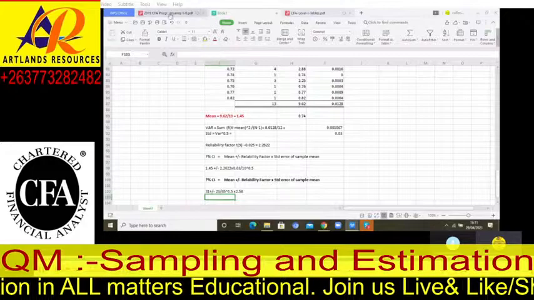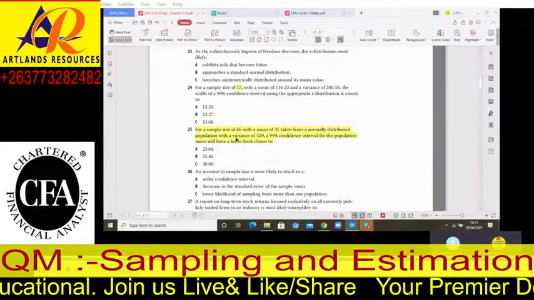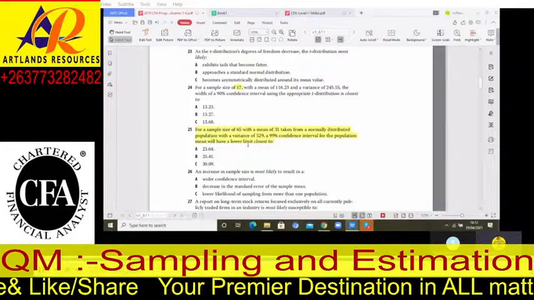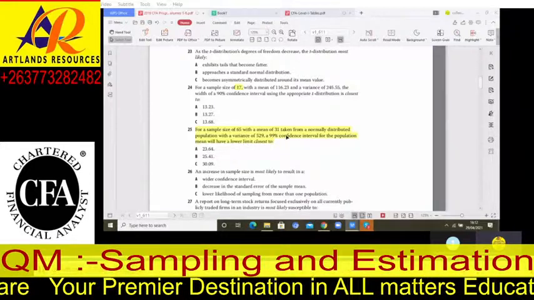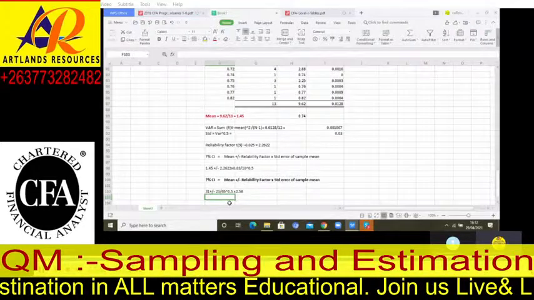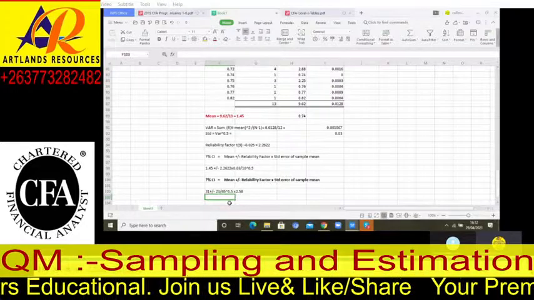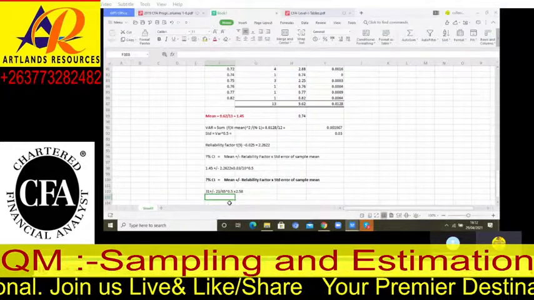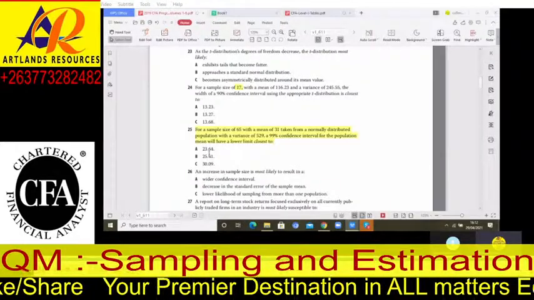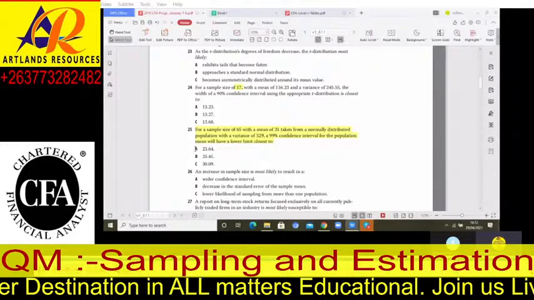So I get 7.36, and I come to the question. The question is saying the lower limit of the interval is, now they want the lower limit, not the interval, not the width. Remember, it's 31 plus or minus. So it will be 31 minus 7.36. So the lower limit is 23.63. So it will be a matter of coming here and get 23.6639. So it's 23.64. And your answer becomes A.